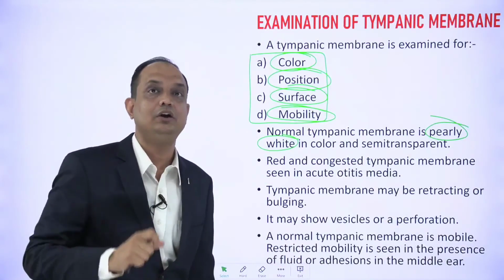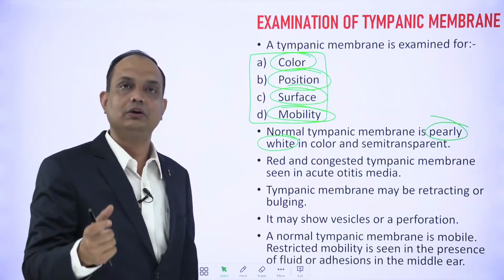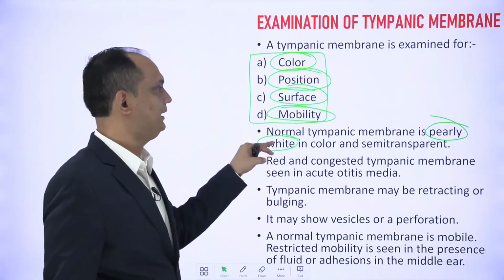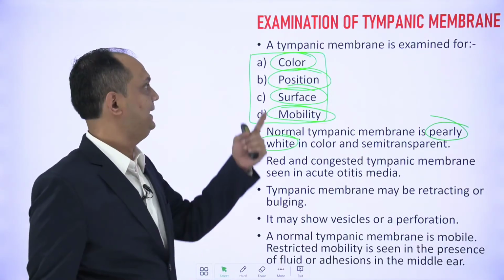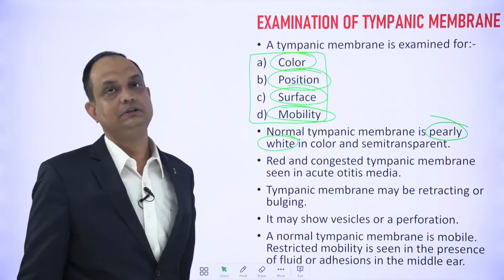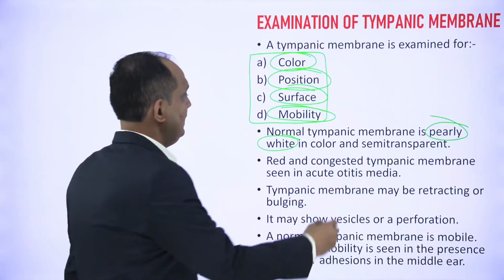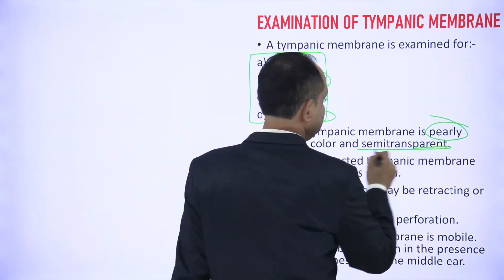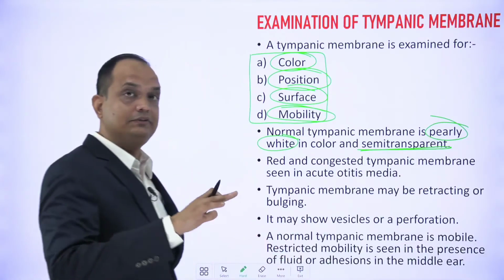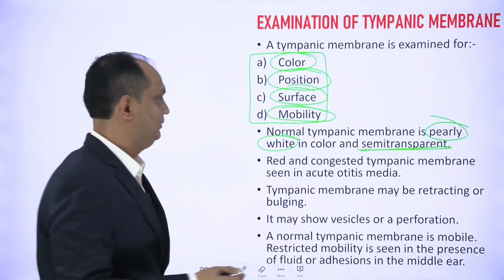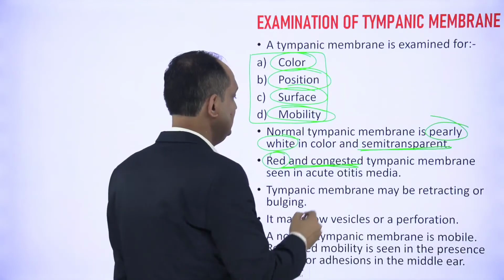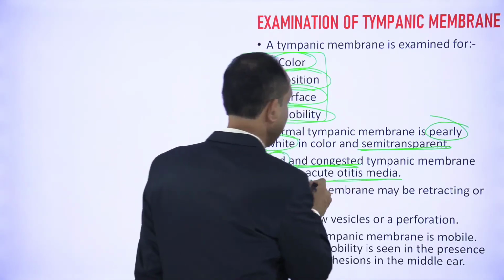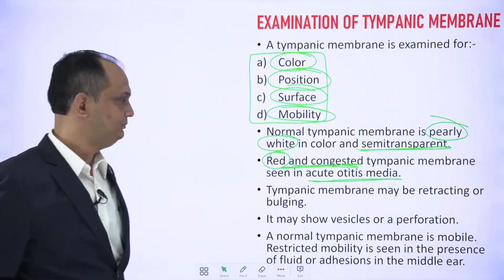See, the pearly white appearance comes at two places. One: what is the normal color of the vocal cord? Again, the answer is pearly white. Second: what is the normal color of the tympanic membrane? Again, you will have pearly white. Apart from that, the tympanic membrane is semi-transparent, but if the color is not pearly white or it is red and congested, it is a sign of infection inside the middle ear, which can be otitis media.